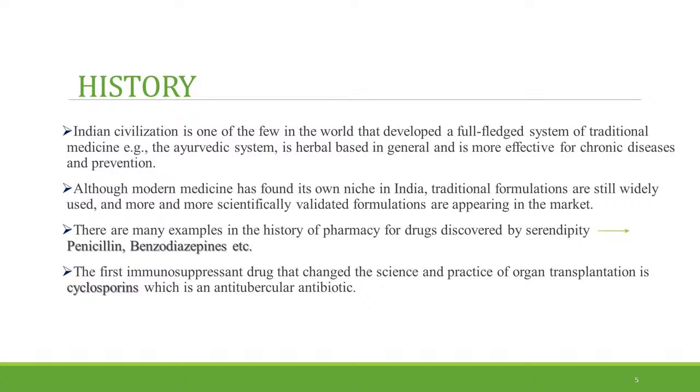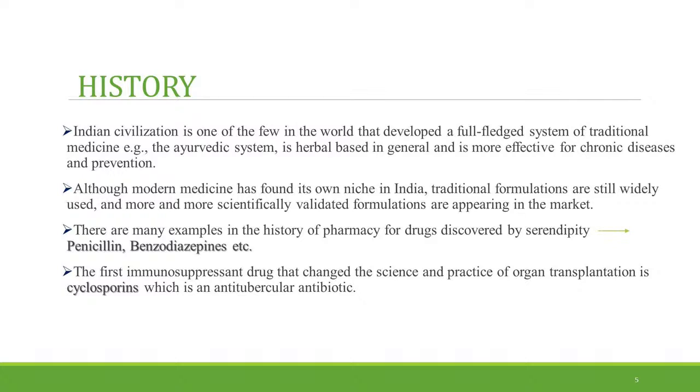Next is chlordiazepoxide, the first benzodiazepine, which was discovered this way, and later an immunosuppressant drug, cyclosporin. Scientists were testing cyclosporin for anti-tubercular activity. Accidentally, they found its immunosuppressant activity, and because of that observation, today cyclosporin is the first line drug in organ transplantation.